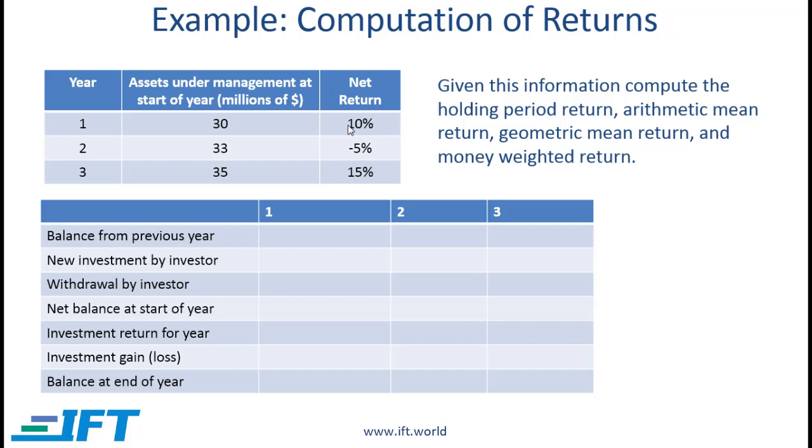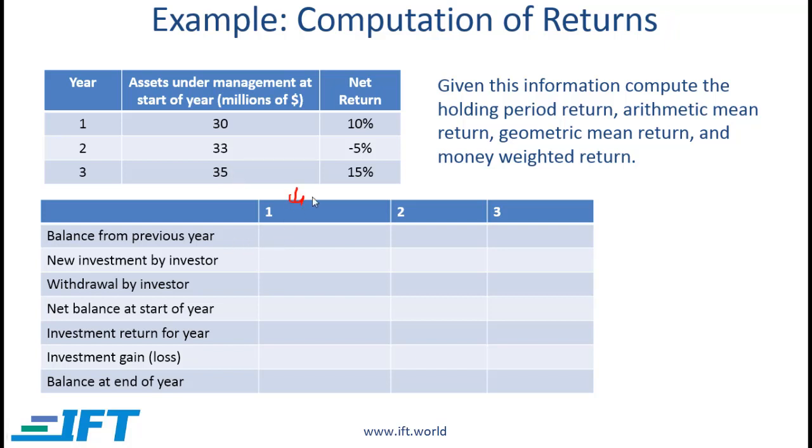33. Then at the end of the year, we have 33. And then for year 2, the net return is 5%. And for year 3, the starting amount is 35. So this means that the investor must have put in some money. All right, so actually let's work through this together.